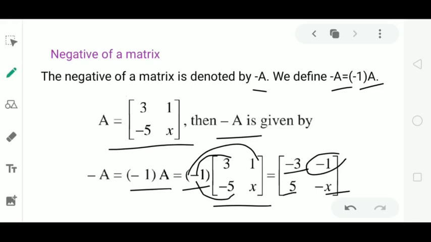Or also you can observe here, the elements of minus A are the negatives of the elements of matrix A. Minus 3 is the negative of plus 3. Minus 1 is the negative of plus 1. 5 is the negative of minus 5. Minus 6 is the negative of plus 6. This is the negative of a matrix A.